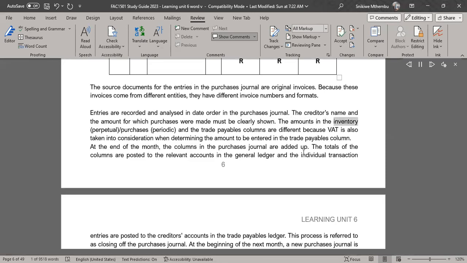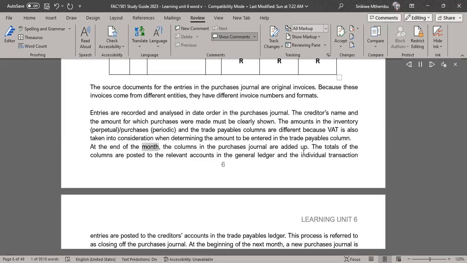The amounts in the inventory perpetual/purchases periodic and the trade payables columns are different because VAT is also taken into consideration when determining the amount to be entered in the trade payables column.